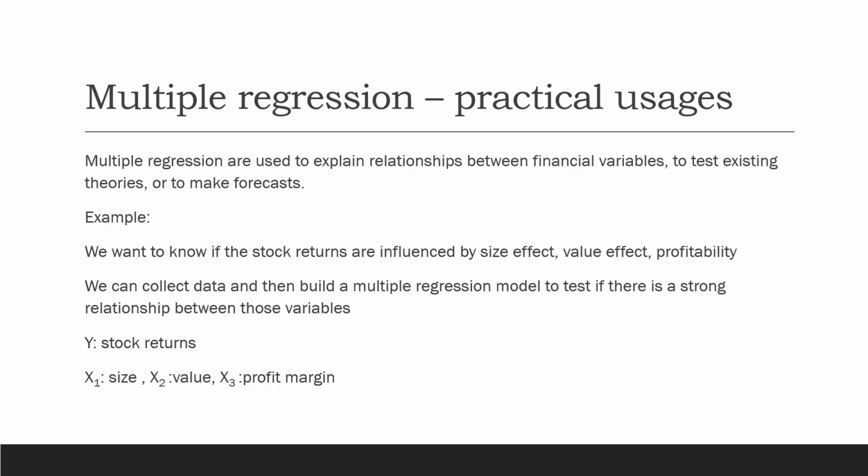Multiple regression is used to explain relationships between financial variables, to test existing theories, or to make forecasts. In this case, you build a model where the dependent variable is the stock return, and the independent variables can be size, value, or profit margin, etc.